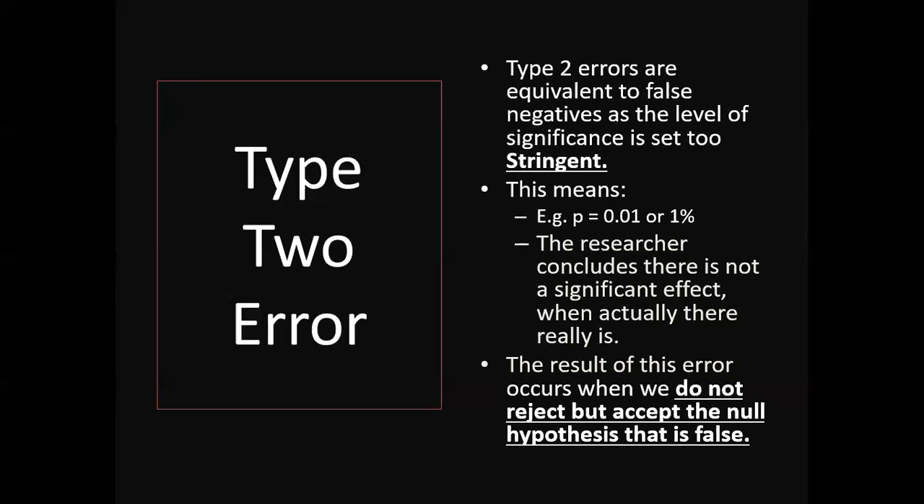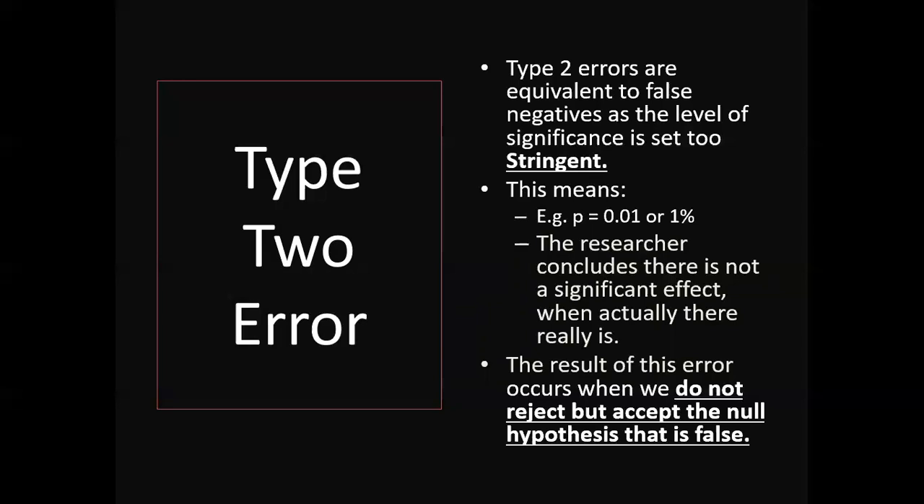So, a quick recap of a type 2 error. The level of significance is set too stringent, too tight, too small. We're not allowing enough chance for error. So for example, 1%, 2%, 3%, we're not allowing enough room for error. And that means we make the wrong conclusion. We make a false negative. We say we didn't prove what we set out to prove, and therefore we accept our null and reject our alternative. Meanwhile, if it was set at 5%, we most probably would have accepted our alternative and rejected our null.